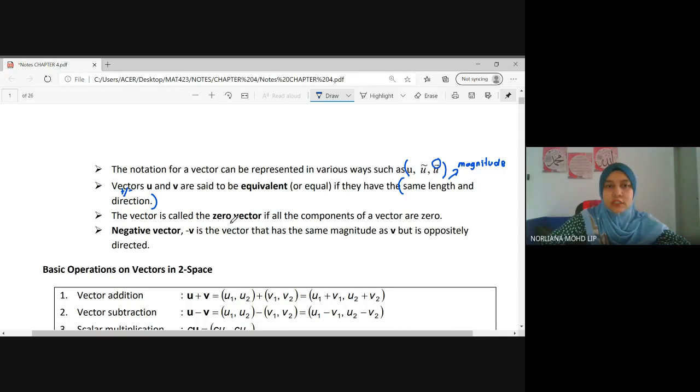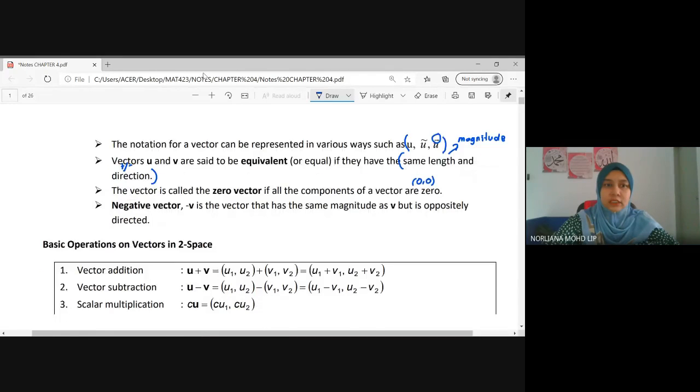A vector is called a zero vector if all the components of the vector are zero. For example, we have a vector in three space, a zero vector, which consists of 0, 0, 0. In two space the coordinate is 0, 0. And the negative vector, negative v, is the vector that has the same magnitude as v but in the opposite direction, the negative direction.